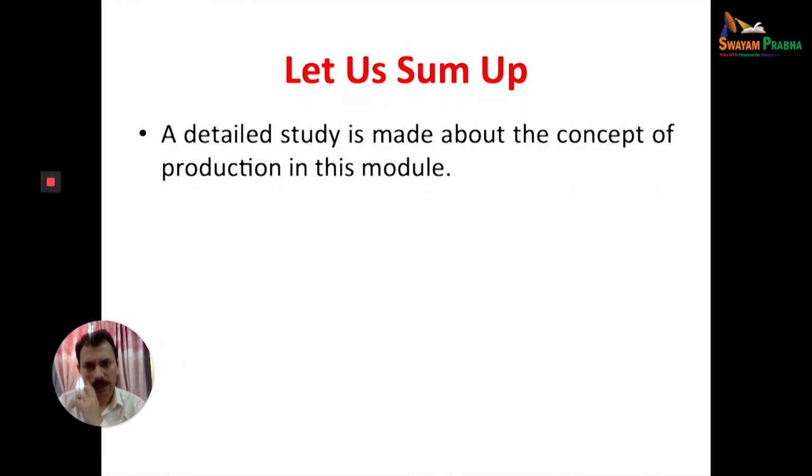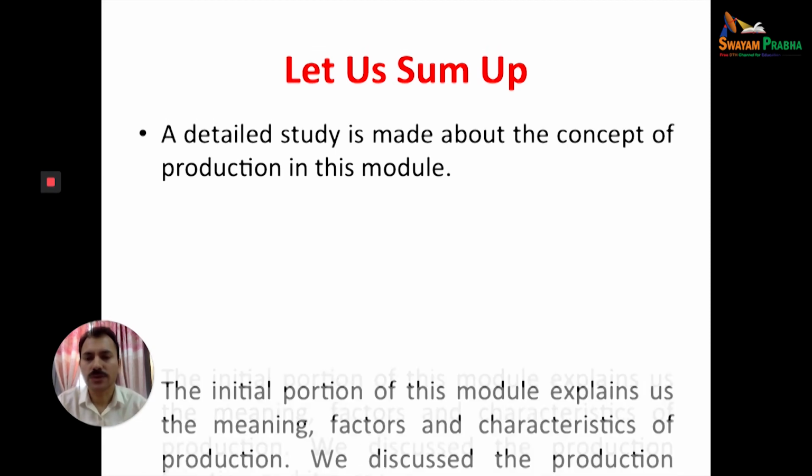Now let us sum up this whole module lecture. A detailed study is made about the concept of production in this module. And now we are able to know production is nothing but transformation of input into output. When we convert raw material into finished goods, means output or production. Raw material into finished good, or transformation of input into output. Or we have discussed the creation of utility. When we are able to create the utility, value creation of a product can be called production in economics.